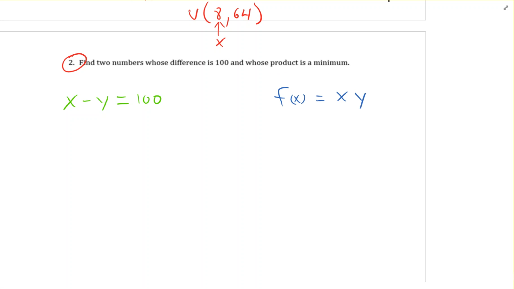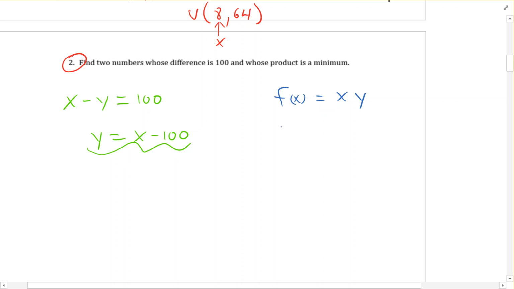Now I need to rewrite my green part over here with it being equal to y. So what I'm going to do is rearrange this so it says y is equal to x minus 100. Hopefully you're able to get to that. If you brought y over first and then 100 back to the other side, that's what you ended up with. Okay, so that's where you're at. Now I'm going to rewrite this over here. So this will now be f of x is equal to x, and then the y part of it was x minus 100.